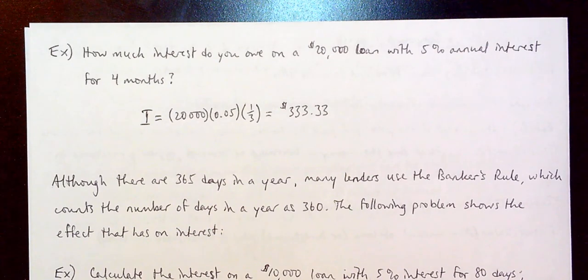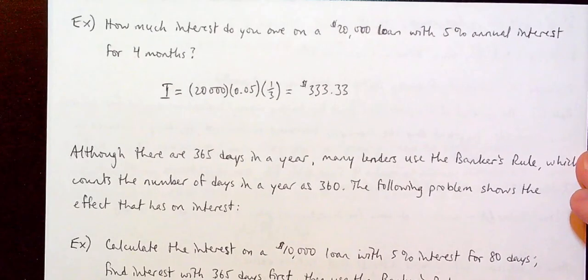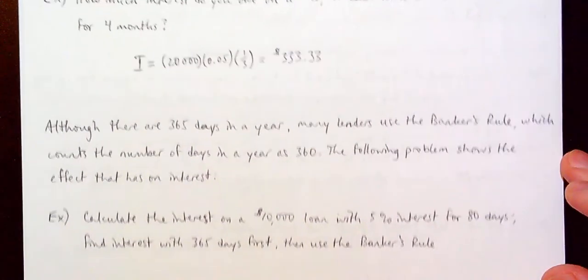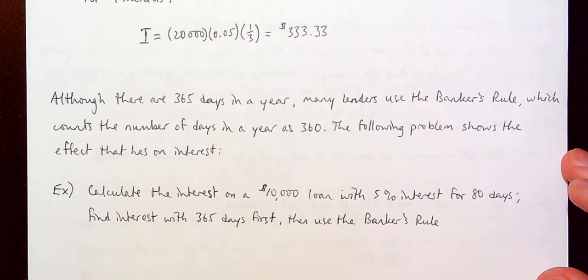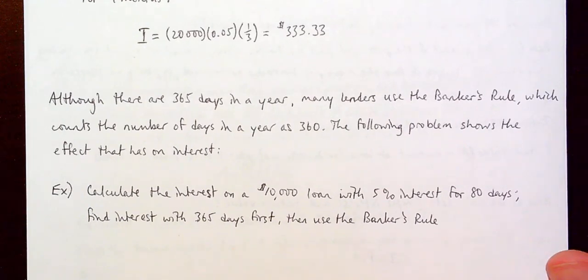Now, what is sort of a common practice that banks will use to figure out the interest that you owe on a loan or a mortgage or something like that? Although there are 365 days in a year, many lenders will use what's known as the banker's rule, where they actually count the number of days in a year as 360. And this has a bit of an interesting effect on the amount of interest that you would owe. So we're going to see what exactly that effect is.